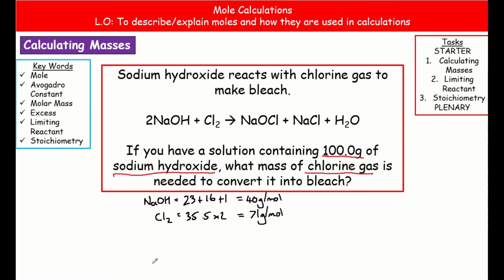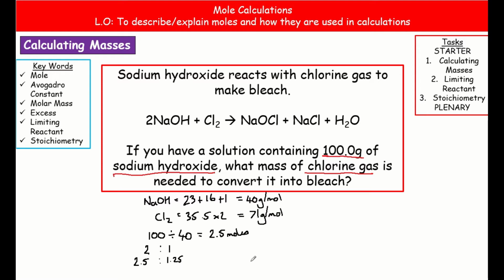Next thing, we work out the amount of the chemical we can. So we've got sodium hydroxide is 100 grams. So we're going to do 100 divided by our 40. And that will give us 2.5 moles. Then look at our balanced equation up here. 2 moles of our sodium hydroxide reacts with 1 mole of chlorine. We've actually got 2.5 moles this time. So 2.5 is going to react, keeping the same proportions, with 1.25 moles.